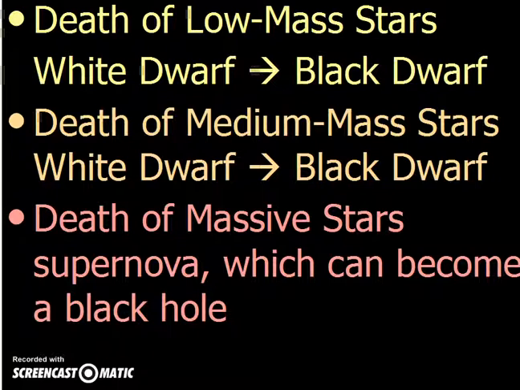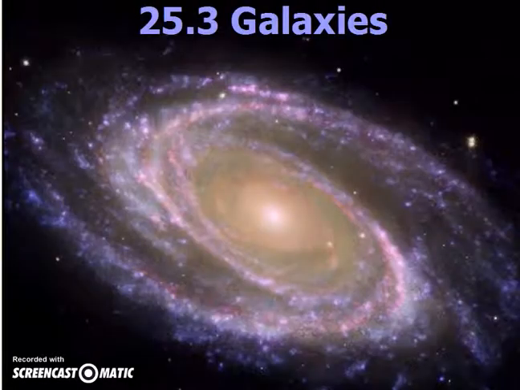So death of low mass stars, they transfer from a white dwarf to a black dwarf. If it's a medium mass, again, it still goes from a white dwarf to a black dwarf. And if it's a massive star, if it's a supernova, that is where you get your black hole. So only the massive ones can become a black hole when they collapse.